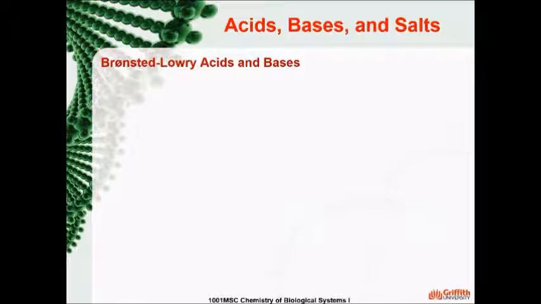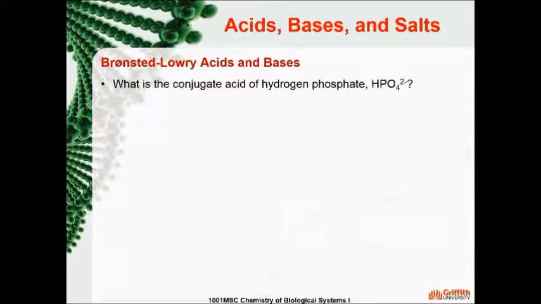Let's practice some examples. What is the conjugate acid of hydrogen phosphate, HPO4 2-? The answer should be A, because according to the definition of conjugate acid, it has to have one additional proton, or it should be less negative. A is the only option that meets this criteria.